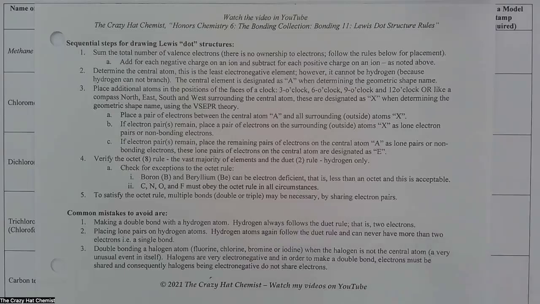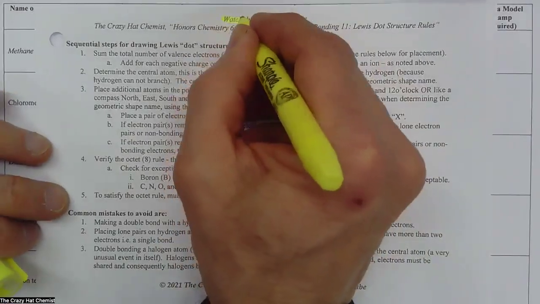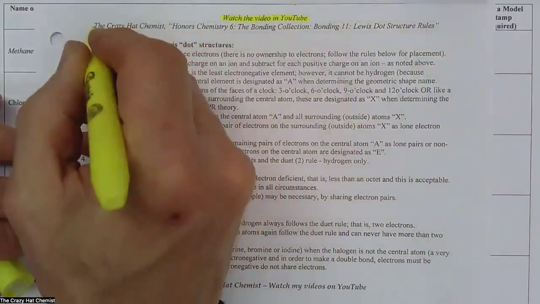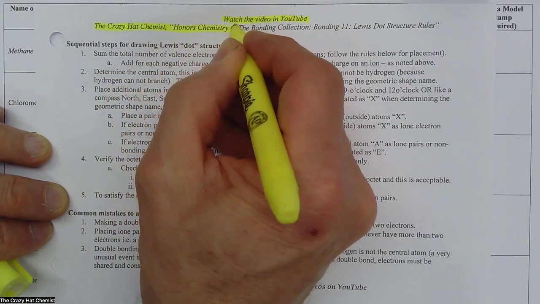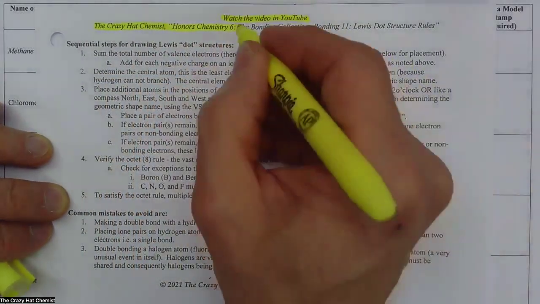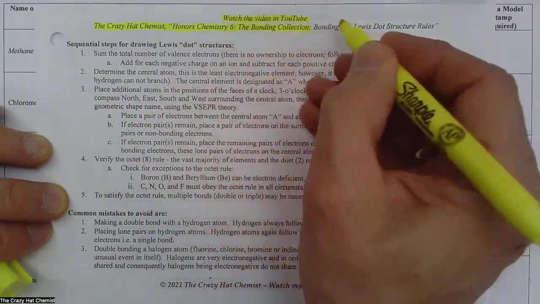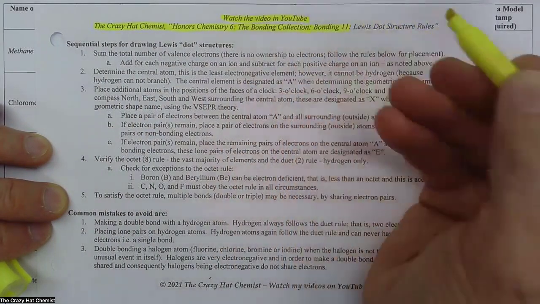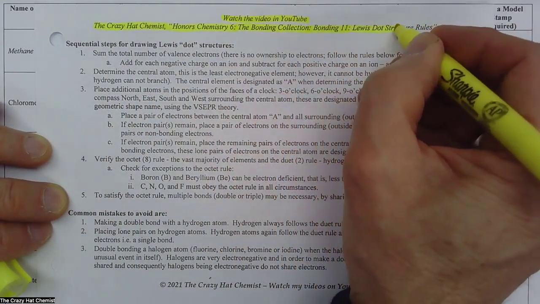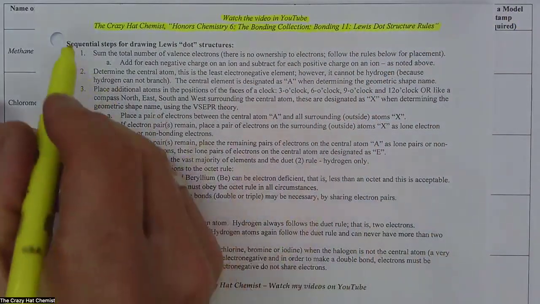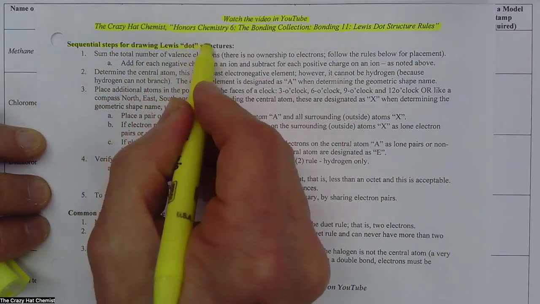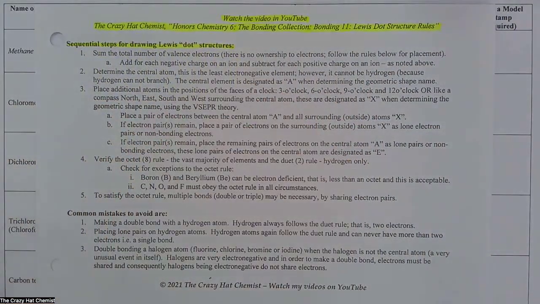We're going to actually follow the rules on this. And here is another video that you should watch on YouTube. It's by the Crazy Hat Chemist, in the Honors Chemistry 6 section. That is the bonding collection. It's bonding number 11, Lewis dot structure rules. So these are the sequential steps for drawing Lewis dot structures. If you follow these rules in order, you'll be good to go.